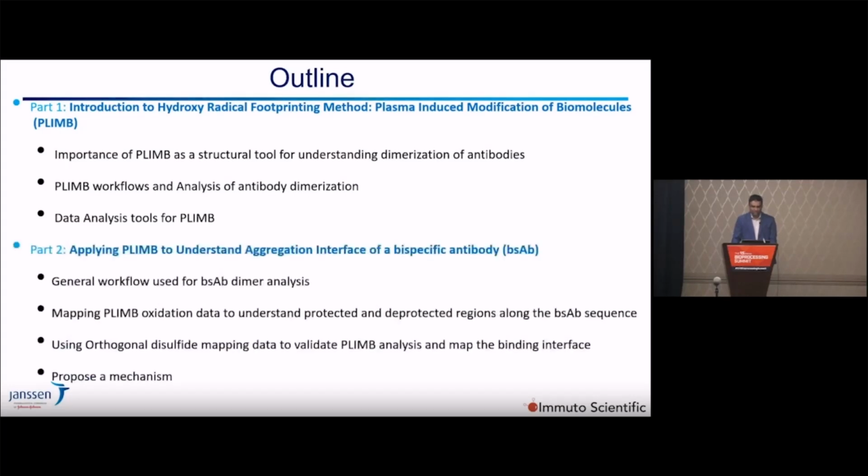Next, I will show you a case study where we've developed this method to look at the aggregation of a bispecific antibody. We'll show general workflows and how PLIMB has been used to assess the oxidative modifications on these bispecific antibodies. And then by using this information, we can propose the mechanism for aggregation of these bispecific antibodies.